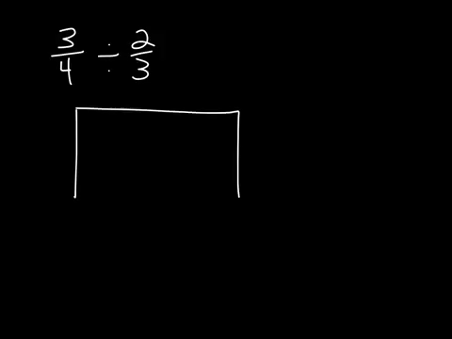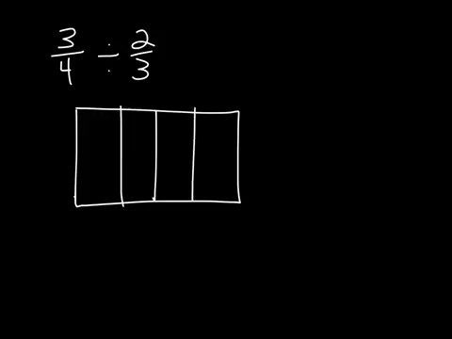I want to do one more example here that's a little more involved. So I'm going to do 3/4 divided by 2/3. So this time we've got our rectangle. This is going to be freehand here, so bear with me. 1, 2, 3. So there's 4 pieces, and I only get 3 of them. So I get 1 piece, 2 pieces, and 3 pieces.